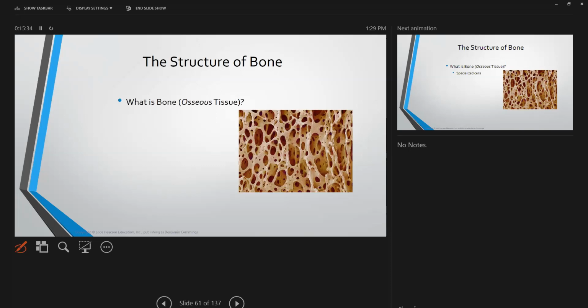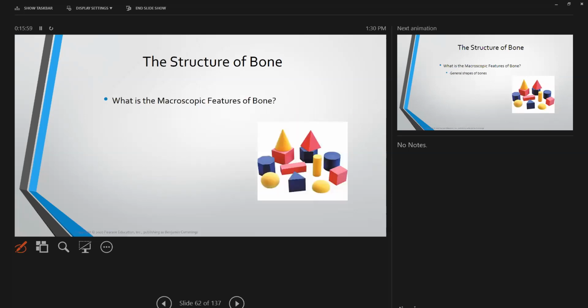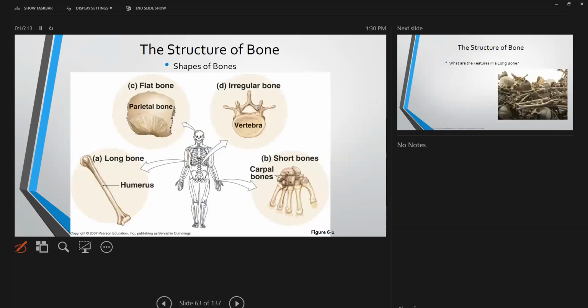What is bone? So bone is this osseous tissue. It's a specialized type of cell. 2% of bone weight is caused by these specialized cells. It is a strong, flexible matrix consistent with calcium phosphate crystals. 2/3 of the bone weight is made up by calcium phosphate crystals, and then we have these collagen fibers. And the macroscopic features of bone include the general shapes, such as the long bones, the short bones, flat bones, irregular bones.